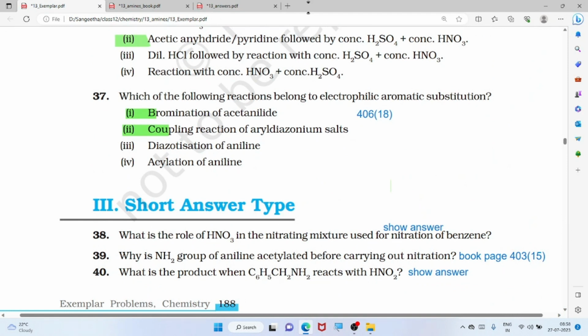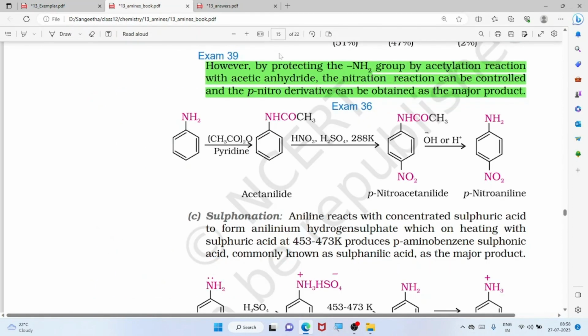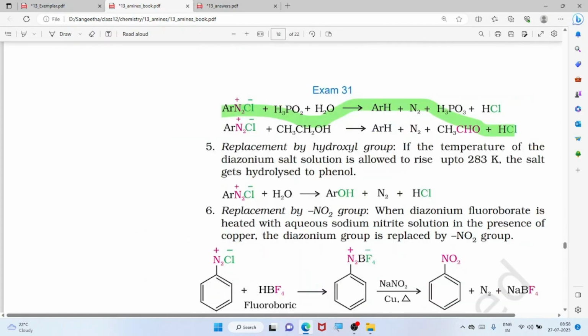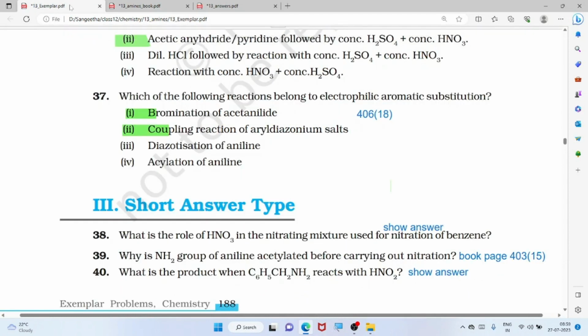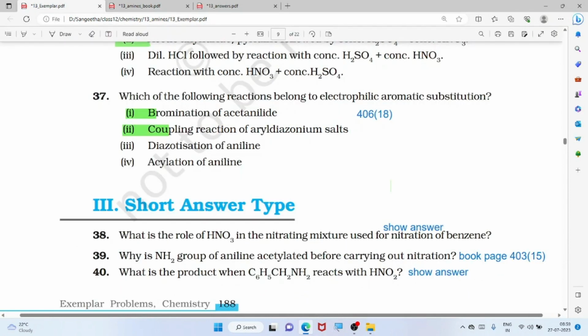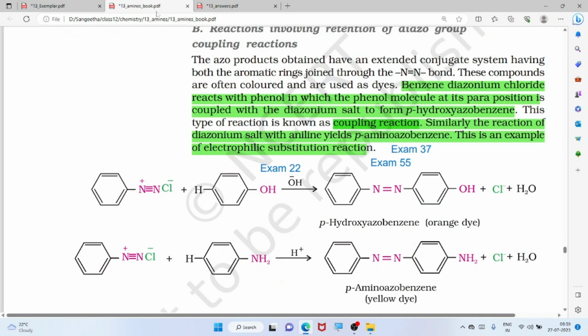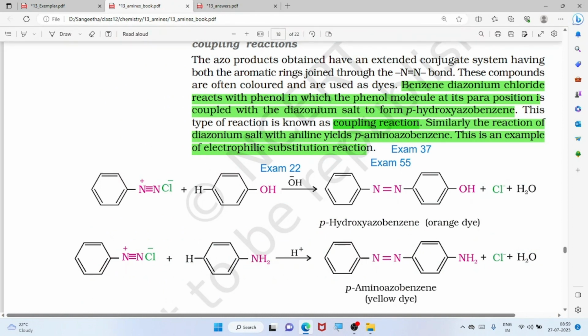Which of the following reactions belong to electrophilic aromatic substitution? Okay, this is the bromination of the acetamide, and the coupling reaction. This is the coupling reaction that follows electrophilic aromatic substitution. The electrophilic substitution reaction. Okay.